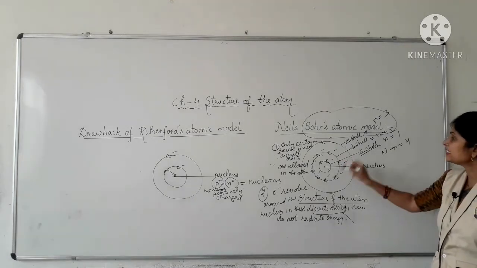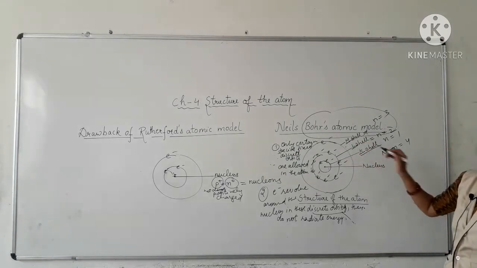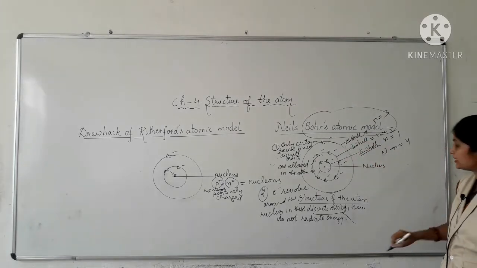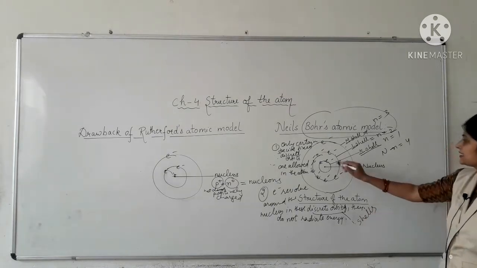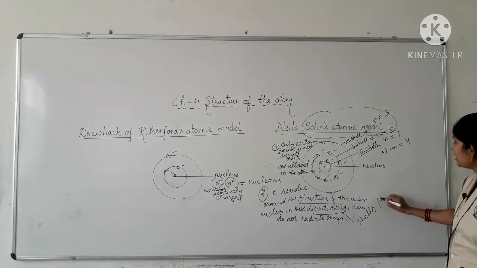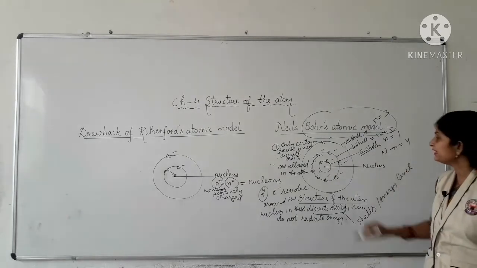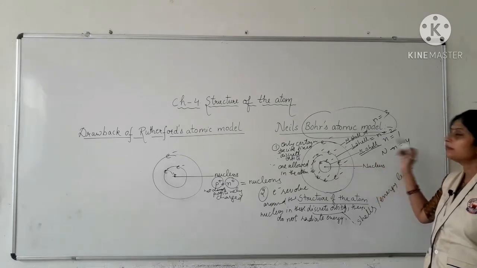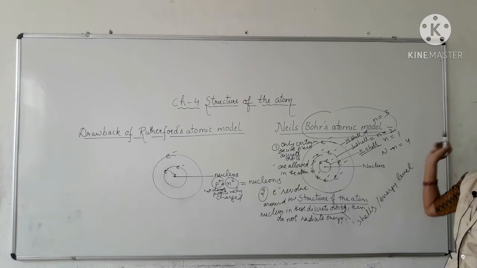So these discrete orbits or circular orbits in which electrons move or revolve around the nucleus are also known as shells or energy levels, denoted with K, L, M and so on, with numbers 1, 2, 3, 4, and so on.